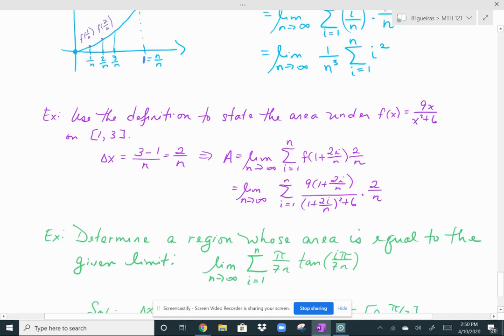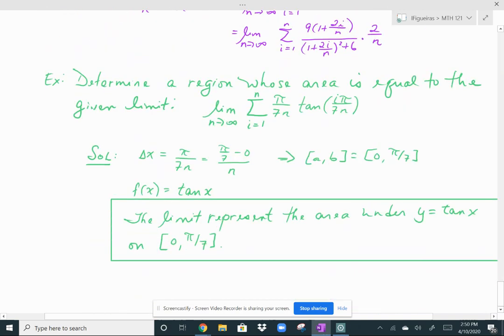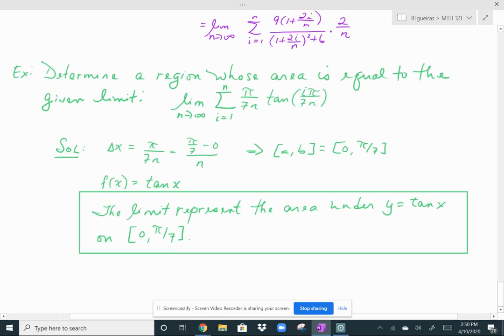Okay, this time we're going in the other direction. You're given a summation, and this is actually your Riemann sum right here. And we want to describe what area that is finding. So we have the limit as n approaches infinity of the sum as i goes from 1 to n of pi over 7n times the tangent of i pi over 7n. Okay, so this is our function, right? This is the function. And this one here is the delta x because it's being multiplied by the function.